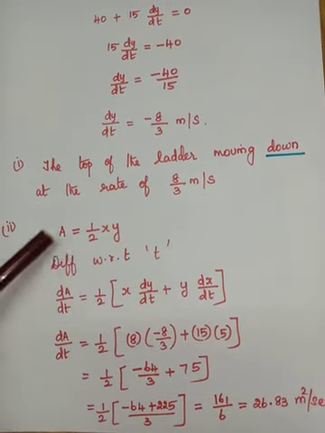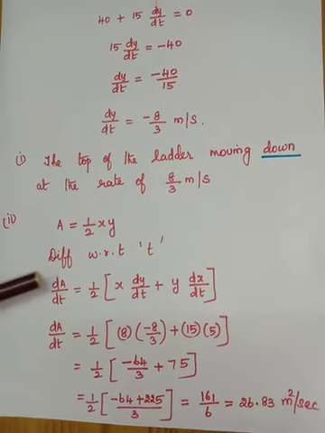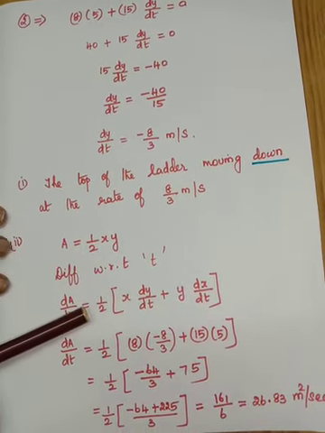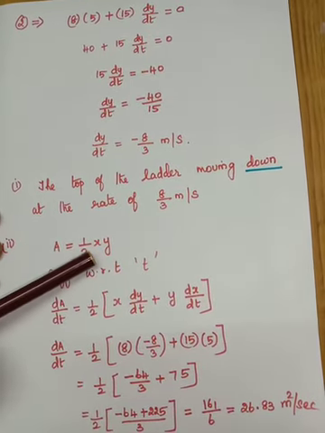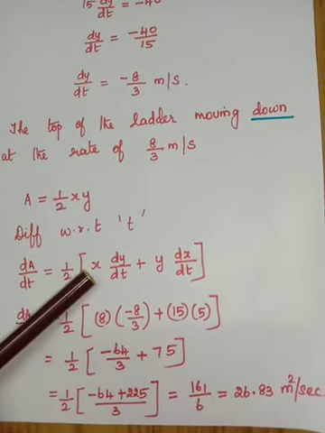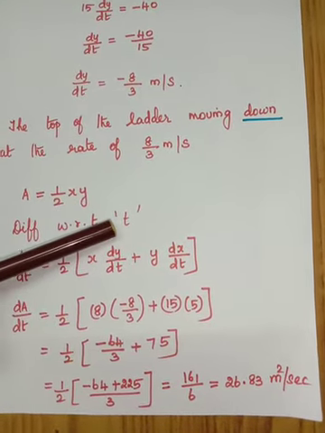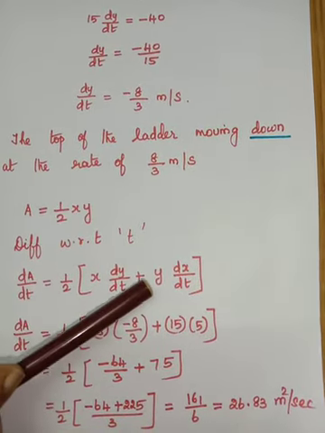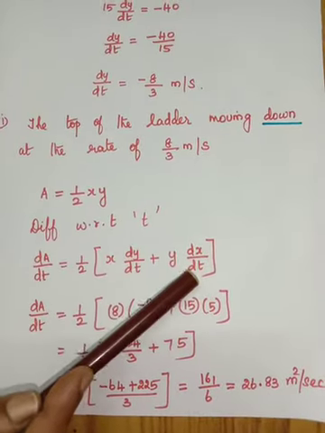So we have to differentiate with respect to t. When you differentiate A with respect to t, it is dA by dt. And on the right hand side, half is a constant, so we take it out. And look at x and y, both are variables, so you have to use the product rule. The product rule is, the first variable you keep as it is, and the second variable has to be differentiated with respect to t, so it is dy by dt, plus the second variable you keep as it is, and you differentiate the first variable with respect to t. So that is dx by dt.